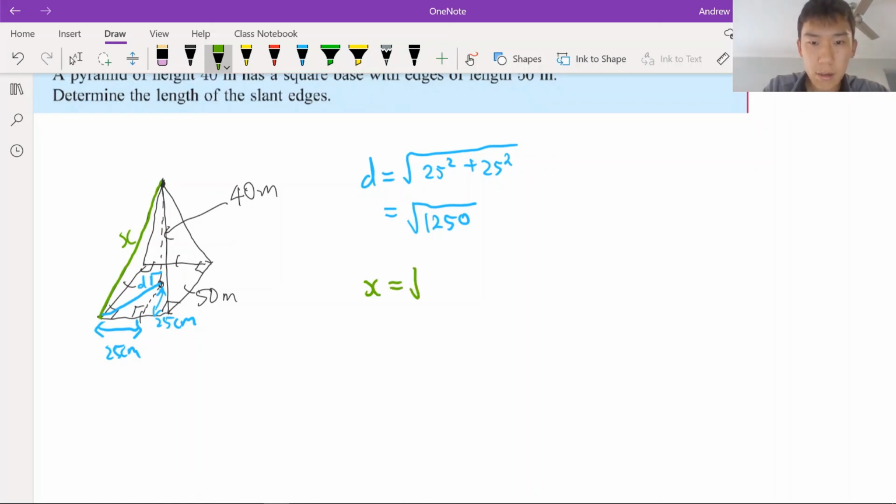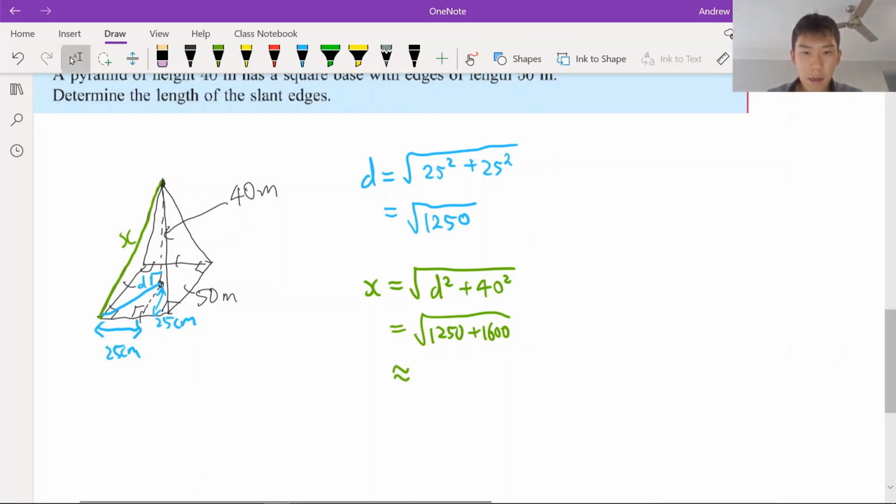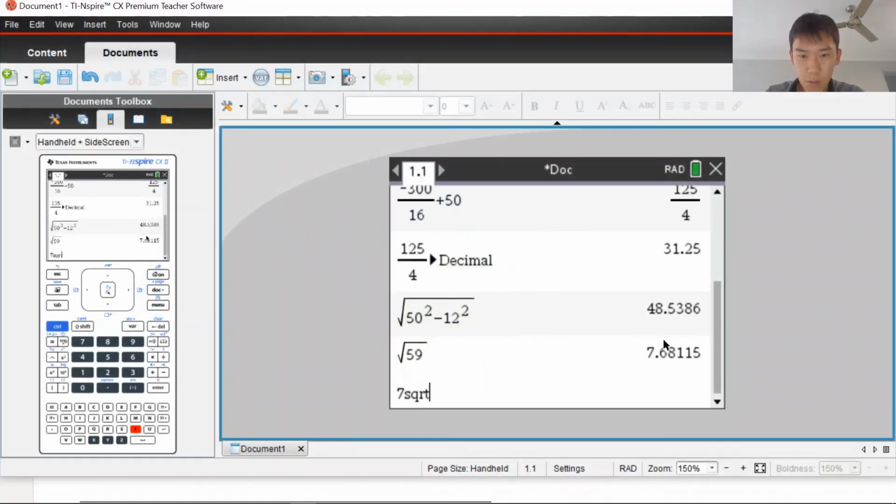So X is now going to be the square root of, again, that's the hypotenuse, so it's D squared plus 40 squared, because now we need to use that height. So D squared will be 1250, plus 40 squared is 1600, equals, well, let's just type this into the calculator again, square root of 2850.